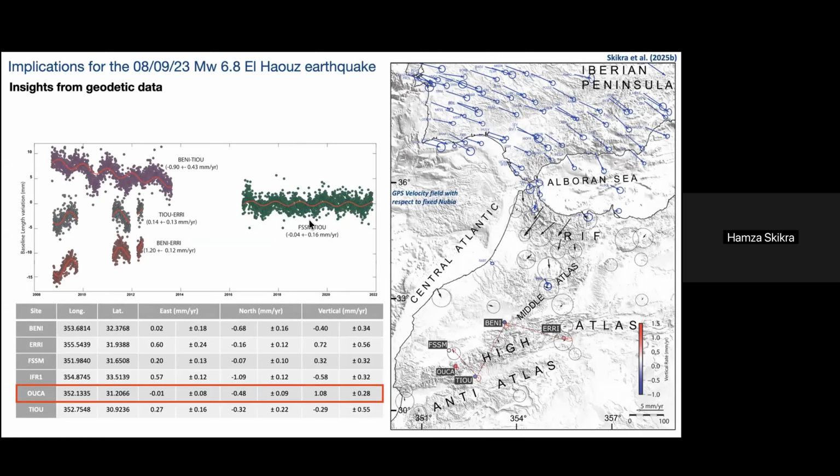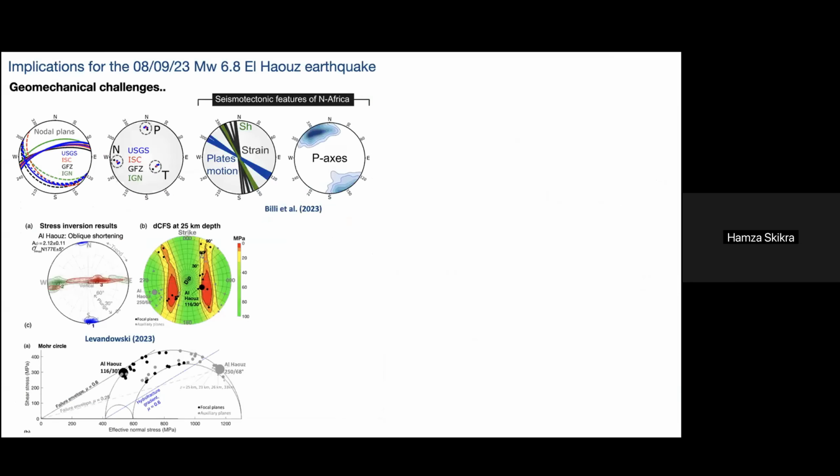Region. So we interpret this as the important role played by basement faults in accommodating the present day deformation of this part of the High Atlas. This is also important as this could make this Tizi n'Test fault a good candidate for the El Haouz earthquake generative faults. So this actually brings us to a core geomechanical challenge regarding the genesis of the El Haouz earthquake.